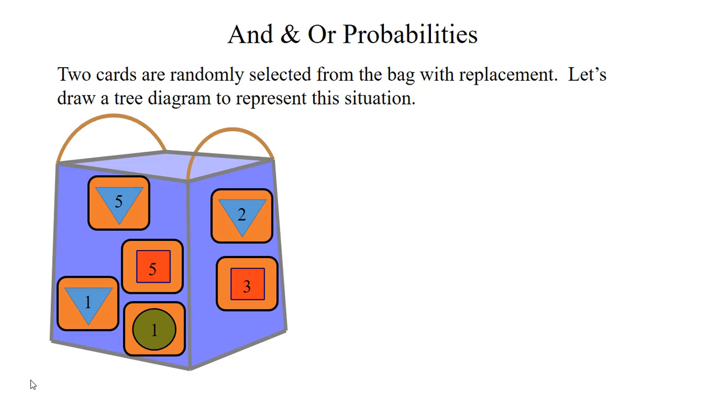Let's change our situation a little bit. We're going to draw 2 cards from the bag. So we're going to select one, put it back in the bag, and make our second selection. That's what "with replacement" means. Let's draw a tree diagram to help us with this.